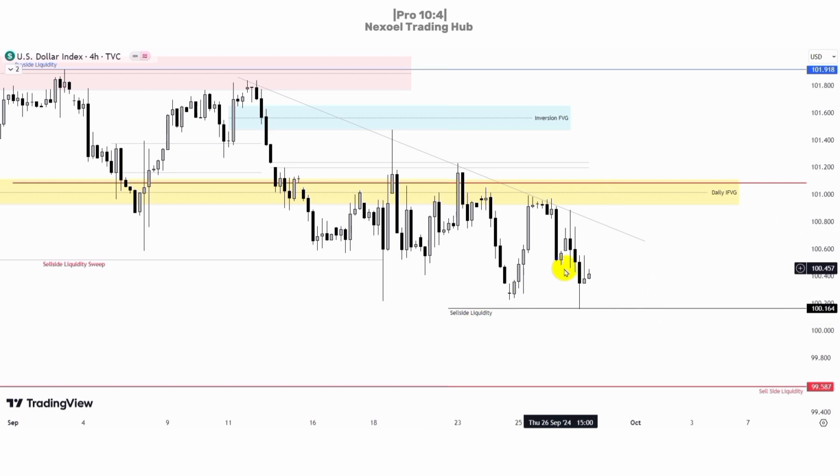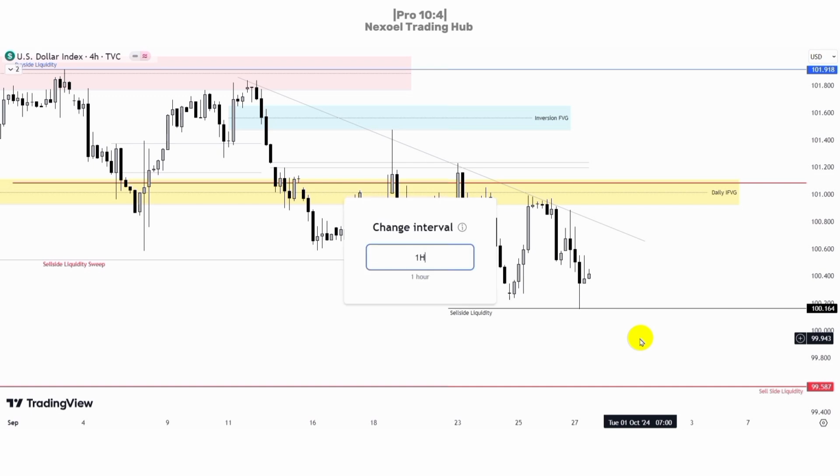So I'm still expecting the push of price to the upside, take out this buy side liquidity, and in extension we could see price sweep this buy side liquidity to mitigate the daily inversion fair value gap, and then we have the bearish push of price to the downside. Let's check out the 1-hour time frame.